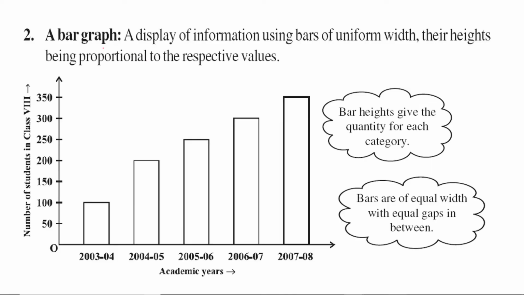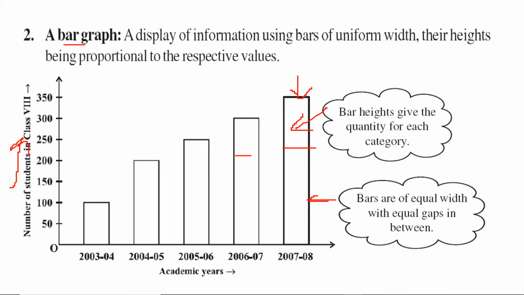Then we have the bar graph. When you eat a bar of chocolate, you might be remembering it. So it's kind of a bar. Similarly, in the bar graph we represent the information using these bars, these towers you can say. These are of uniform width, and the heights are proportional to certain values. The bar heights give the quantity of each category, and the bars are of equal width with equal gaps in between.